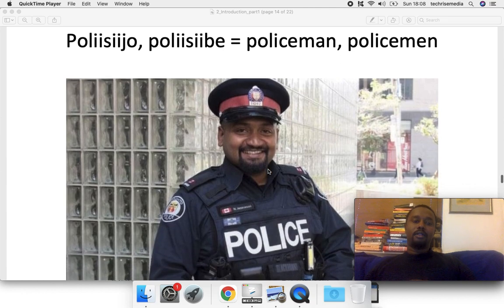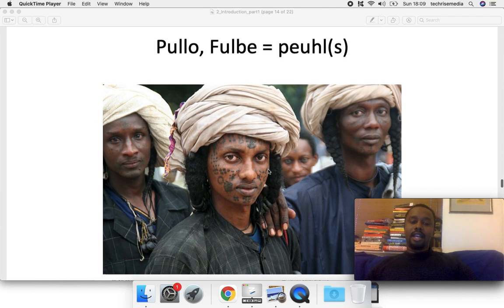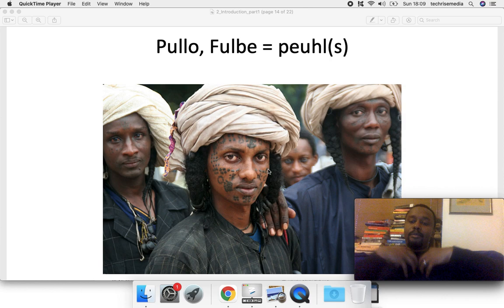And then we have polisijo and polisibe. Polisijo means a policeman, and polisibe means policemen. So policeman and policemen, polisijo or polisibe. And then there you go, you have puller and phobe. So I'm a puller, my people are phobe.